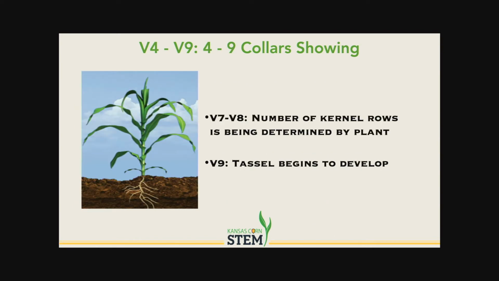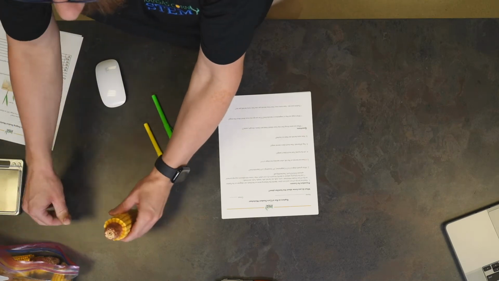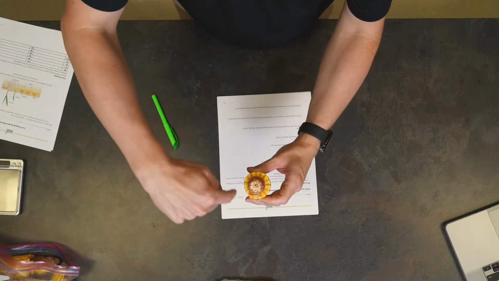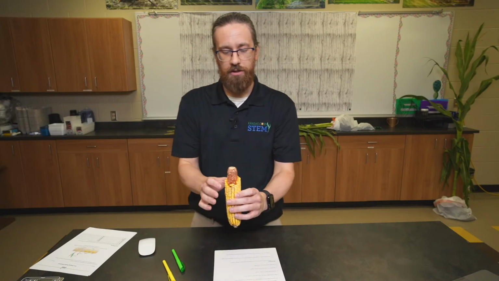Okay. Then we move on to V7 to V9. We're starting to see some pretty good growth in these, so again, 7 to 9 collars on our leaves. What we're looking at right here is the number of kernel rows on our corn. I can pull that right out here. The number of rows, which we can see if we count just around, and we will do that in our ear of corn dissection in just a bit. You count that number of rows. During that V7 to V8 stage, that is when the number of rows is being determined, okay?